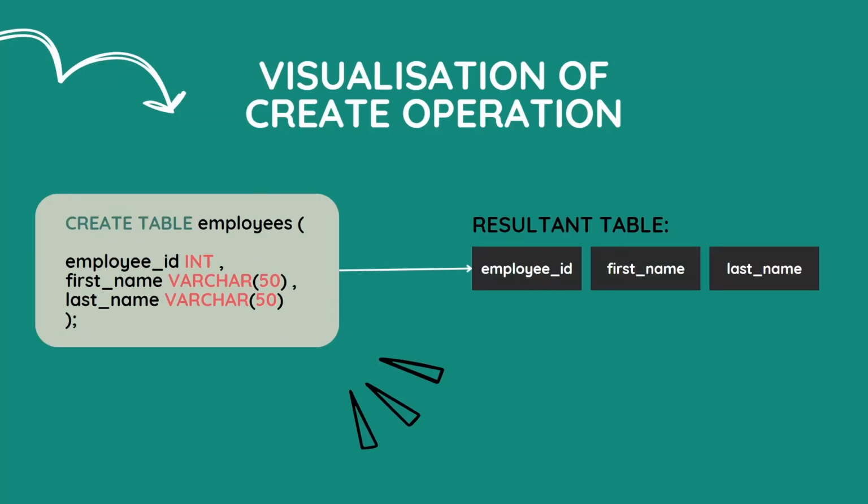When we execute this command, we can see that the resultant table consists of three columns, that is employee ID, first name and last name. And it has no values because we have just created the table. Later, as we progress, we will get to know how to enter data into the tables.